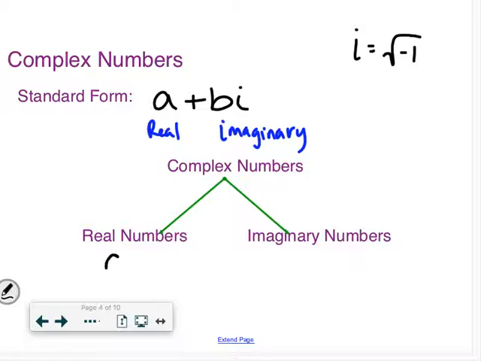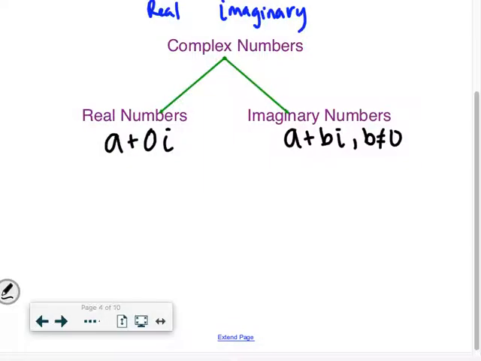So real numbers are actually complex numbers in the form a plus 0i. So our counting numbers 1, 2, 3, they're actually complex. 1 plus 0i, 2 plus 0i, 3 plus 0i. We just don't teach them like that in the beginning. Okay? And then imaginary numbers are any complex numbers a plus bi such that b is not equal to 0. So if b is not equal to 0, you have an imaginary part, which makes it imaginary.